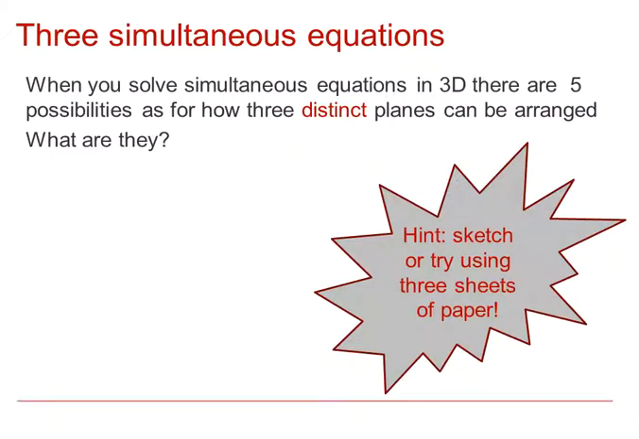When you solve simultaneous equations in 3 dimensions, there are 5 possibilities as for how 3 distinct planes can be arranged. What do you think they are? Feel free to pause the video and see if you can sketch these different solutions, perhaps using 3 different sheets of paper.